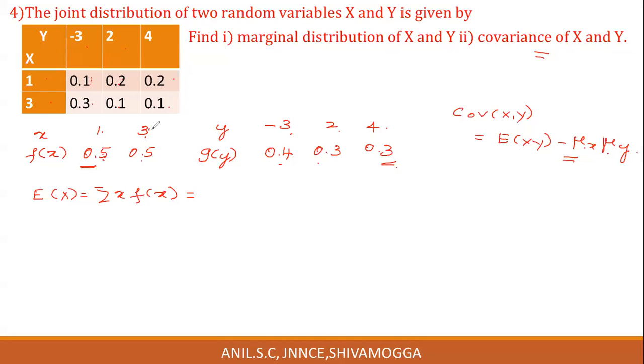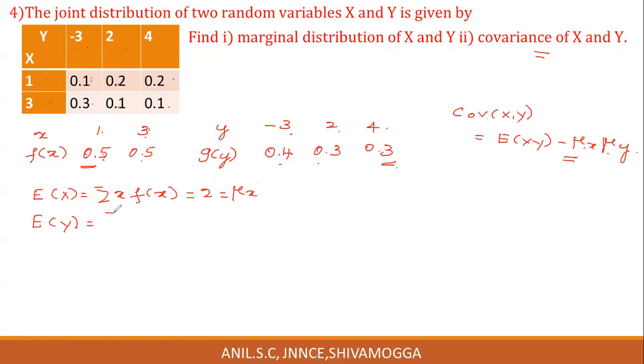No calculator is required. 3 into 0.5 is 0.5 plus 0.5 plus 0.5, 1.5 plus 0.5, 2. This is mu x. Similarly, expectation of y.